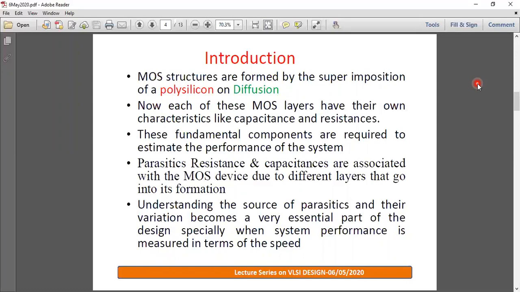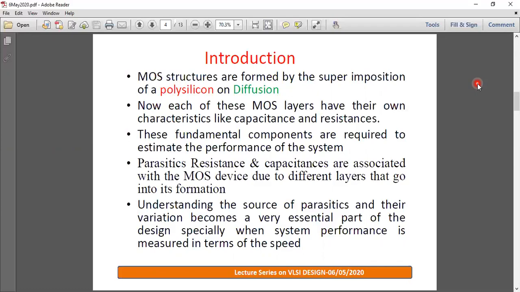So as you know, a MOS transistor is formed by superimposing a polysilicon layer on diffusion layer. If polysilicon layer is overlapped on N diffusion, a N MOSFET will be formed. And if you overlap polysilicon on P diffusion, a P MOSFET will be formed. So each of these MOS layers have their own characteristics like capacitance and resistance.